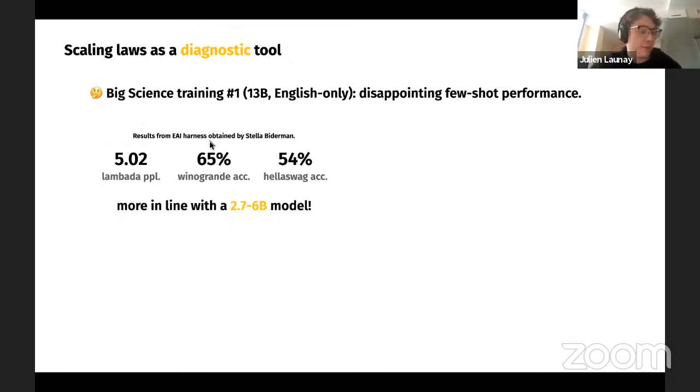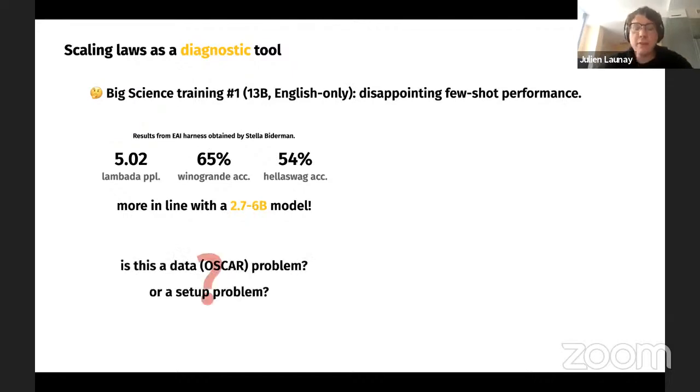So these are results obtained by Stella Biderman using the EleutherAI NS on our first run. And we are more in line with the 2.7 to 6 billion model. And this raises a big question: is that a data problem or is this a problem with our setup? If this is a problem with our setup, we have to find it and diagnose it. If it is data, this is normal because for this first run, the data working group is not finished yet. So we just went with out-of-the-box Oscar.